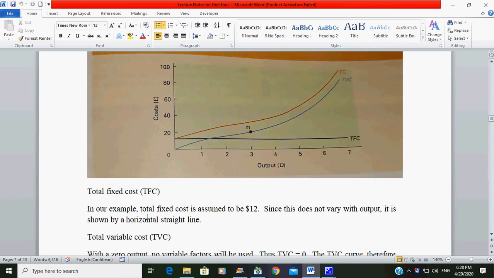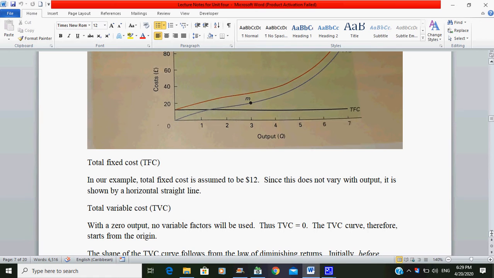Alright. Total fixed cost now. In our example, total fixed cost is assumed to be $12, right? Since this does not vary with output, it is shown by the horizontal straight line, which is from here across to here, right? Good. Total variable cost now. With a zero output, no variable factors will be used.